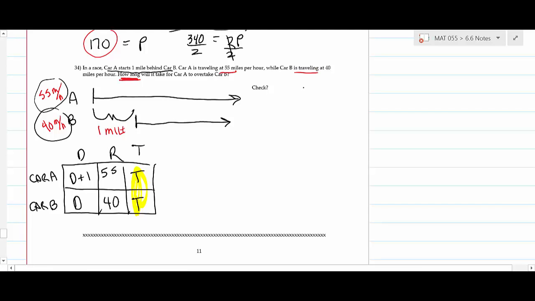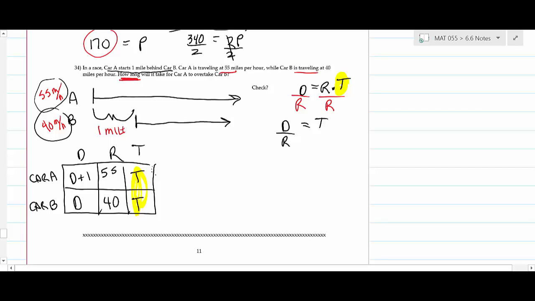You can say distance equals rate times time. So what we're going to do is solve for time. Whatever's the same, solve for it. So you want to divide by R, and you're going to end up with D over R is equal to T.